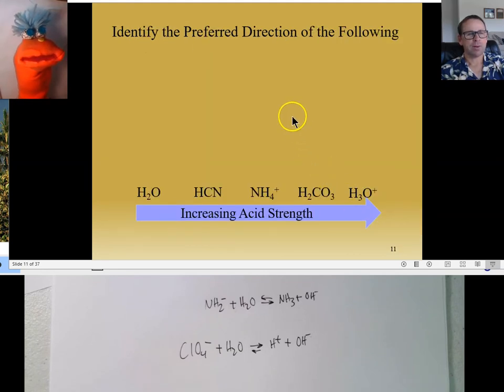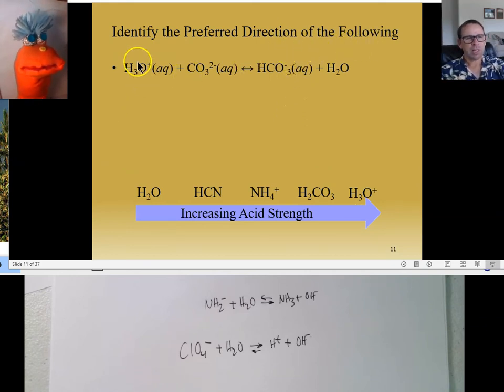So, identify the preferred direction of this reaction. Here's H3O plus combining with CO3 minus to form HCO3 minus and water. Okay? The hydronium ion is a very strong acid. Therefore, water is not a very strong base. Do you see that? Yeah, I see that.